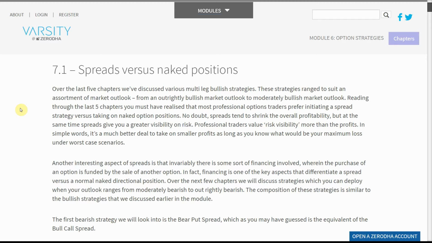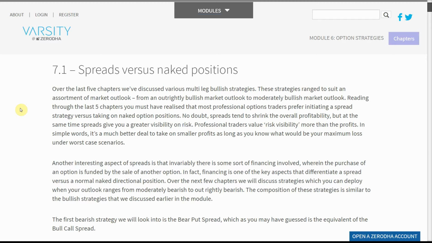In simple words, it's a much better deal to take on smaller profits as long as you know what would be your maximum loss under worst-case scenarios. Another interesting aspect of spreads is that invariably there is some sort of financing involved, wherein the purchase of an option is funded by the sale of another option. In fact, financing is one of the key aspects that differentiate a spread versus a normal naked directional position.